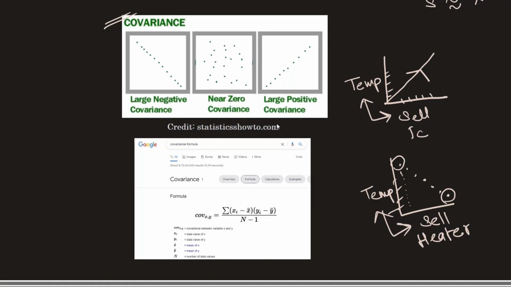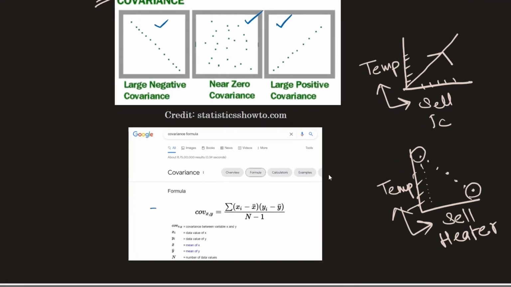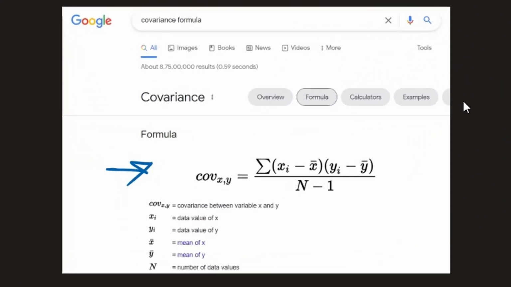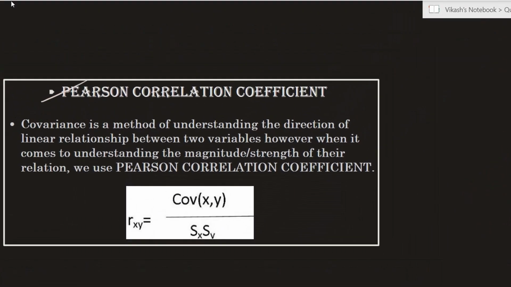And now if you look at the figure, it will make more sense that we have positive, negative or no covariance, and this will be the formula to calculate the covariance. Of course, I have taken it from Google. There is a breakdown given for all the components of the formula, so feel free to have a look. Now let's move on to the next topic, which is the Pearson correlation coefficient.